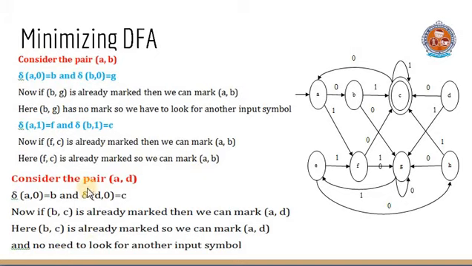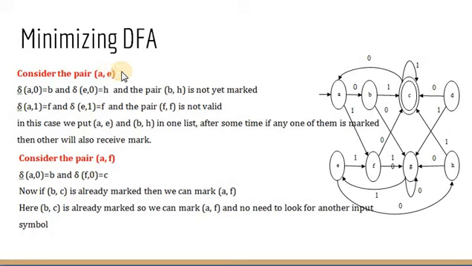In a similar way, we have to consider the next pair, AD. Take the input symbol 0, delta of A0 and delta of D0. Delta of A0 from this diagram is B, delta of D0 from this diagram is C. So we got a pair BC. BC is already marked in the given table. So we can mark AD there, and there is no need to look for the other input symbol 1.